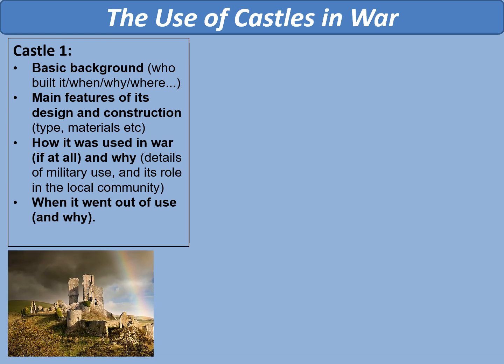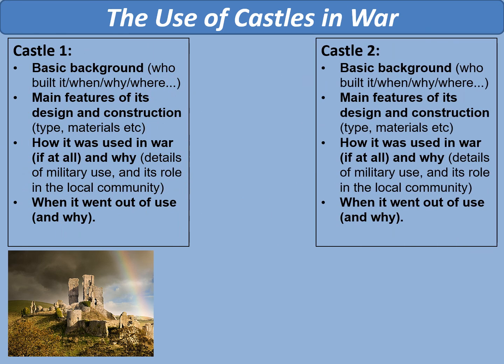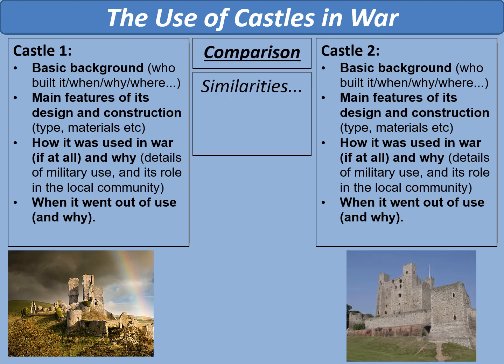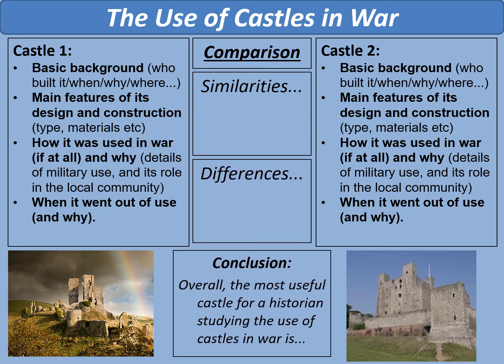You could illustrate it. I've used Corfe Castle here. Then you have the same for Castle 2. You can illustrate this one here as well. I've chosen Rochester. And then you can make your comparison in the middle. What similarities are there between these castles? What differences are there? And then come to an overall conclusion. The most useful castle for a historian studying the use of castles in war is... and then consider your answer and explain it.